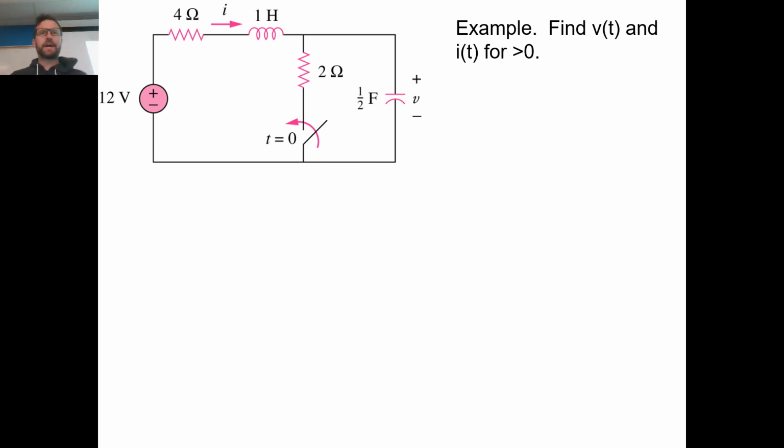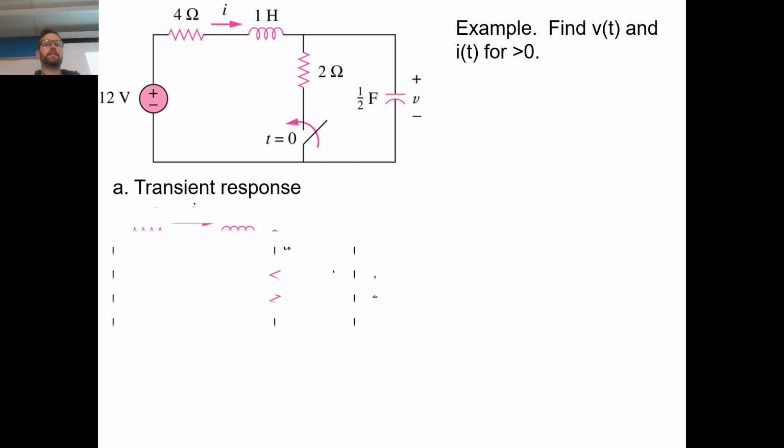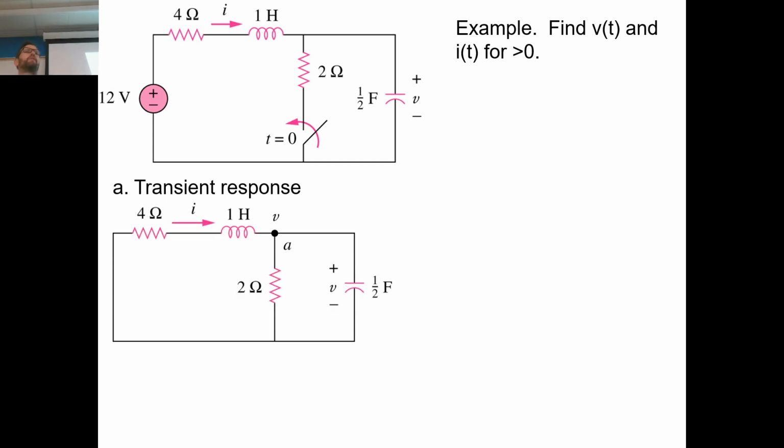All right, we've been asked to find the voltage across the capacitor as a function of time for t greater than 0, and the current through the inductor, i of t, for t greater than 0. So let's look at the transient response. As we talked about on the last slide, to find the transient response, you turn off all the sources and then apply KVL and KCL.